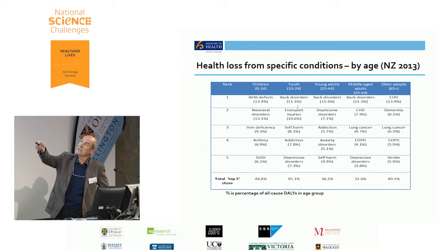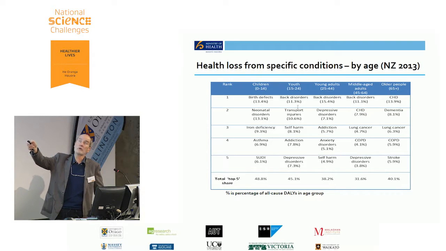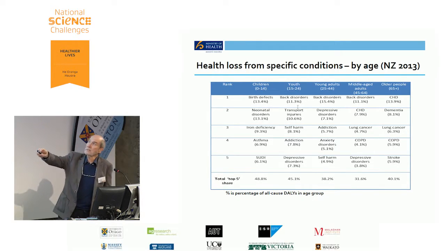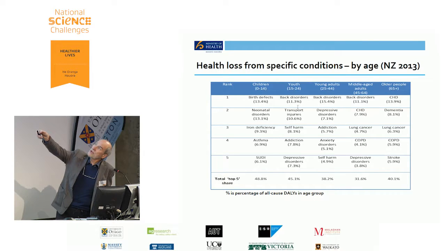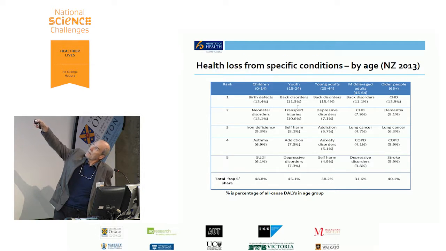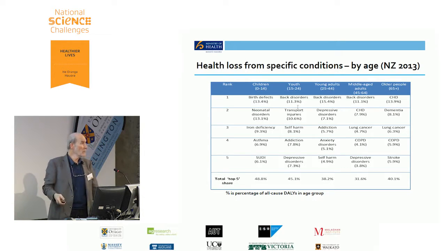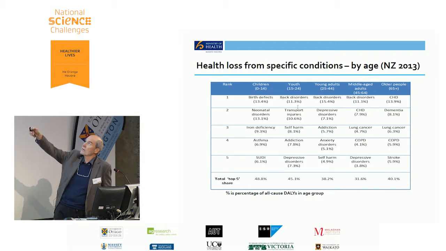And you'll see, of course, that in children, birth defects are an important contribution, followed by neonatal disorders, iron deficiency, asthma, and sudden unexpected death. And then as you get into youth, you end up with back disorders and self-harm and injury. Addiction is important, as are depressive disorders. Among young adults, you're beginning to see, notice the back disorders are really important, just as Robert mentioned earlier on.